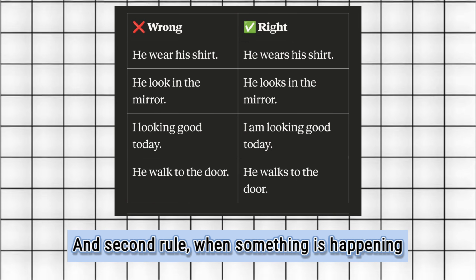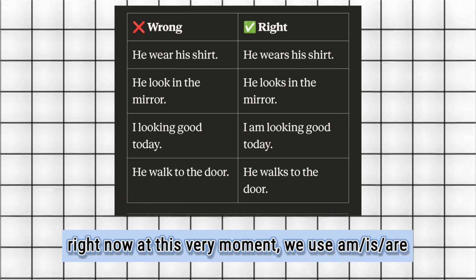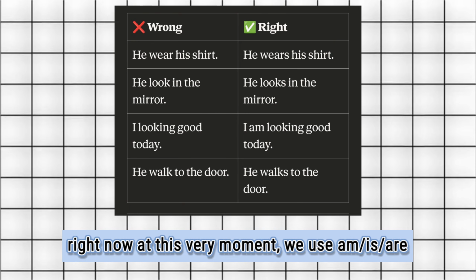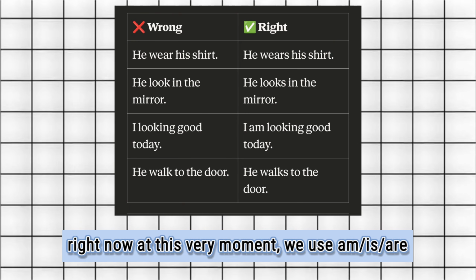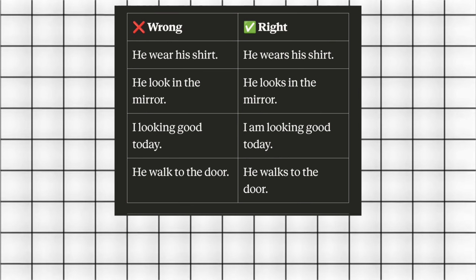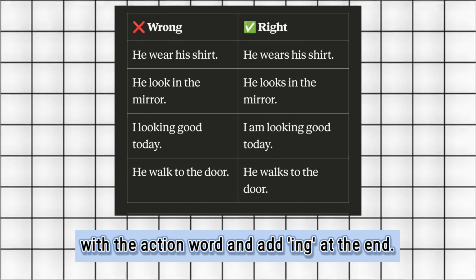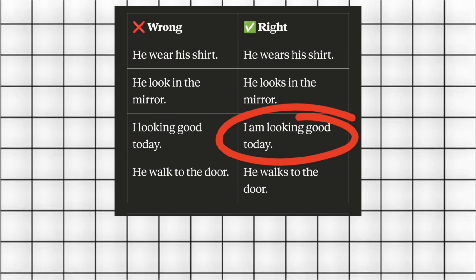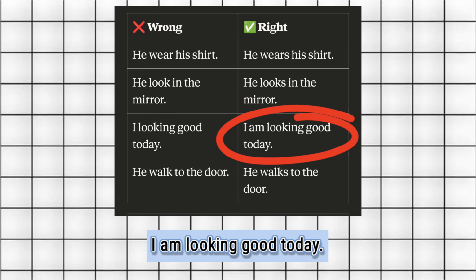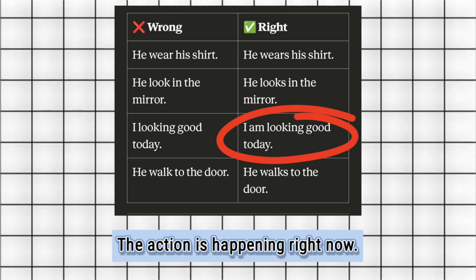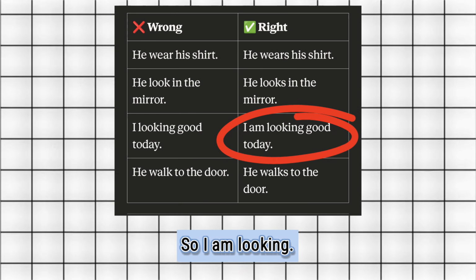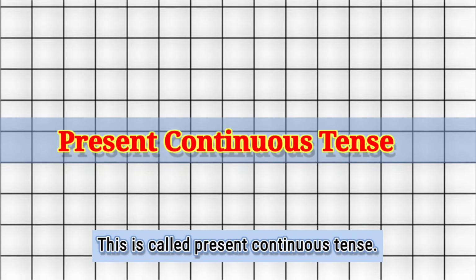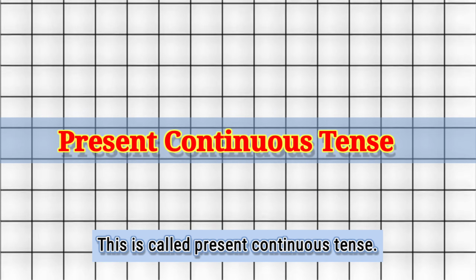And second rule. When something is happening right now, at this very moment, we use am, is, are with the action word and add ing at the end. I am looking good today. The action is happening right now. So I am looking, not I looking. This is called present continuous tense.